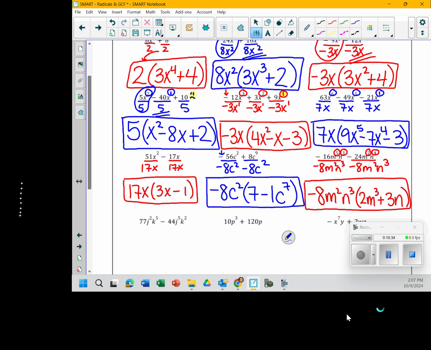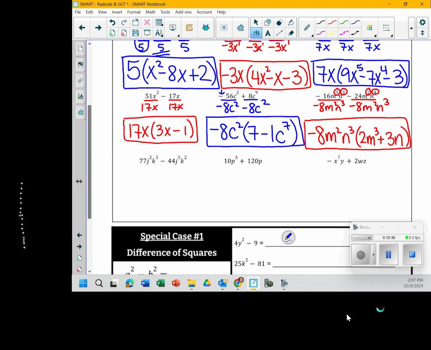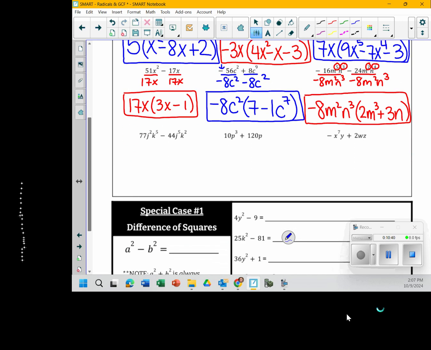Again, if you want to try these bottom 3, you can pause the video. I highly encourage it. The largest thing these two divide by is 11. J squared is the most j's I can bring out. K squared is the most k's I can bring out. So I have 11, j squared, k squared.